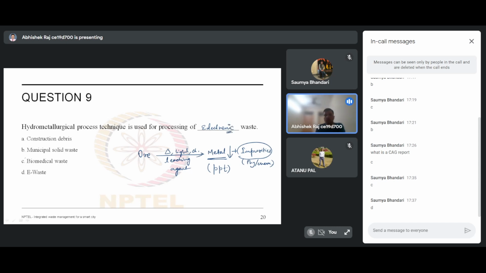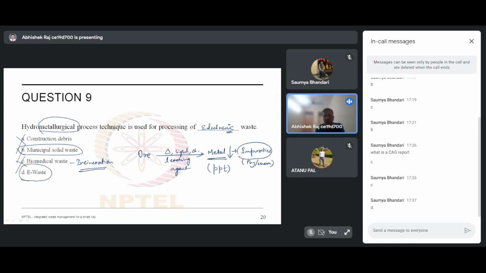We will not use it for municipal solid waste, because it won't have much metal. Here we are talking about a metallurgical process, so we need to extract certain metals. C&D debris can have multiple things, concrete, wood. It is not ideal to be directly used for a metallurgical process, although we can use it for some kind of extraction of iron from the rebars. So this is also not correct. Biomedical waste we generally prefer incineration, so that we eliminate the chances of any kind of infection which can occur from biomedical waste. So C is also not correct.